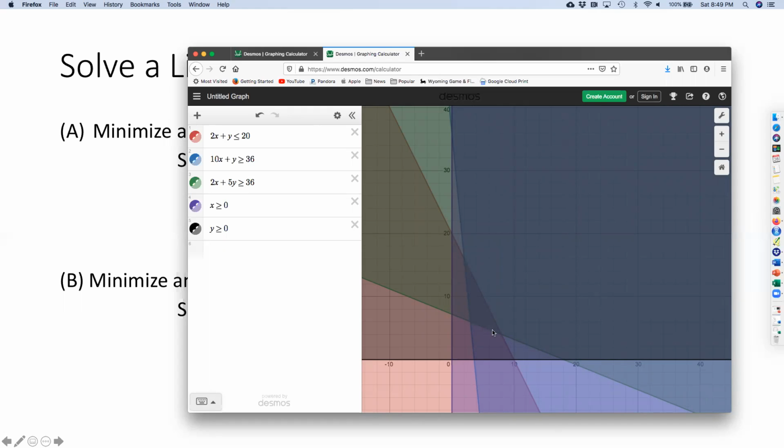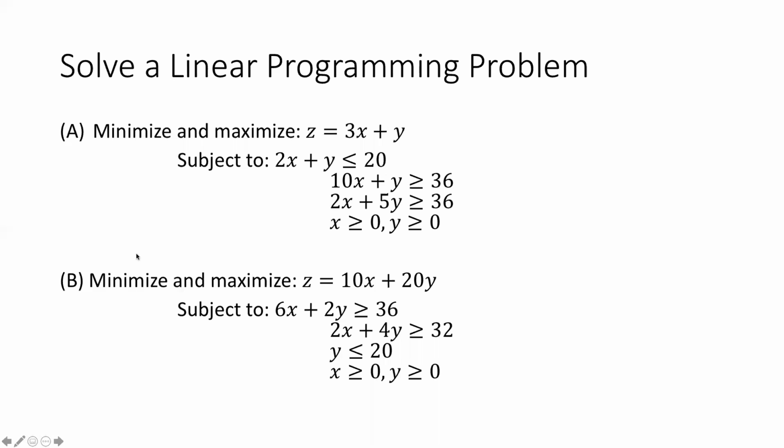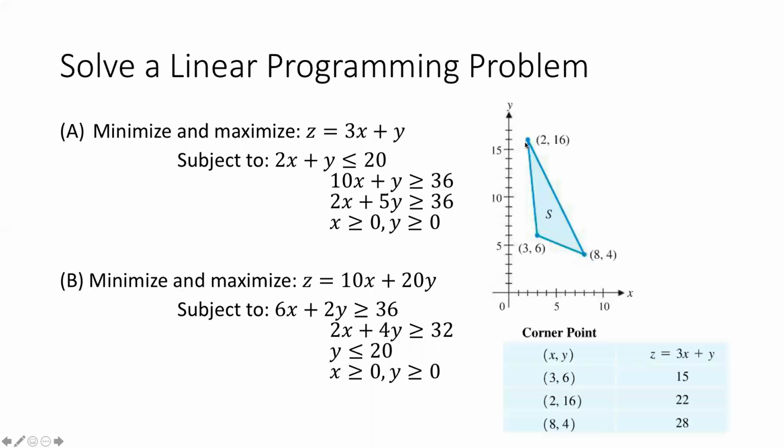And I'll show you on the next graph, but basically we could figure out these points by figuring out the two lines that intersect there, and then we can make a matrix with them and have the matrix solve the system of equations for us, to figure out those three corner points that we have. And here I'll show you on the next slide, basically those are the points, (2, 16), (3, 6), and (8, 4). So those are our corner points. We put them in our profit function, and we'd have basically 15, 22, and 28.